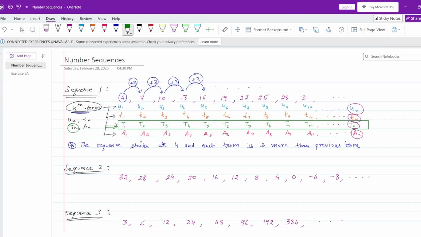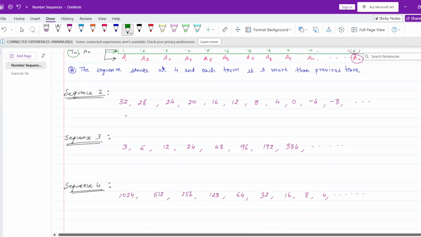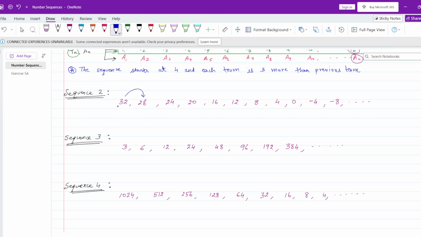Let's go to another sequence, sequence 2. The sequence is 32, 28, 24, 20, 16, 12, 8, 4, 0, negative 4, negative 8. Do we see any pattern here? Yes, we do. And that pattern is, if we take the previous term and subtract 4 from it, we get the next term. Similarly here, and similarly here, and so on. And similarly here, if we subtract 4 from negative 4, we get negative 8.